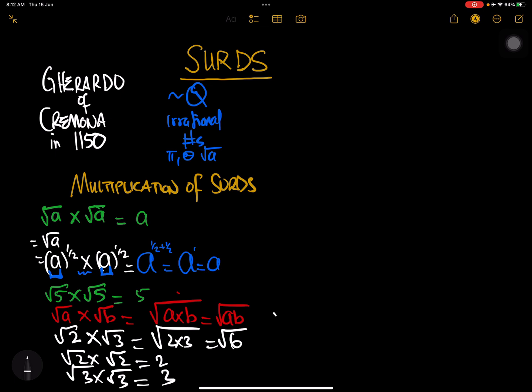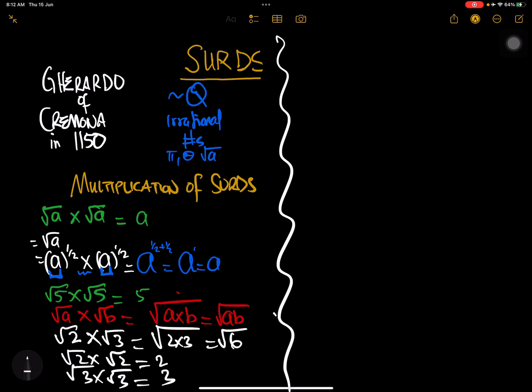If the same surds are multiplying, we just take the number inside. But if they are different, we multiply the numbers that are inside and put the result under the square root sign. So let's take more examples.